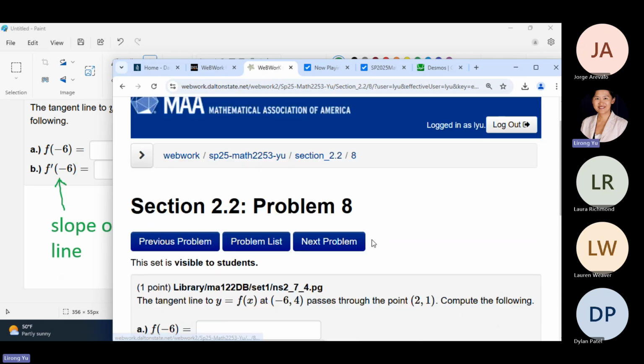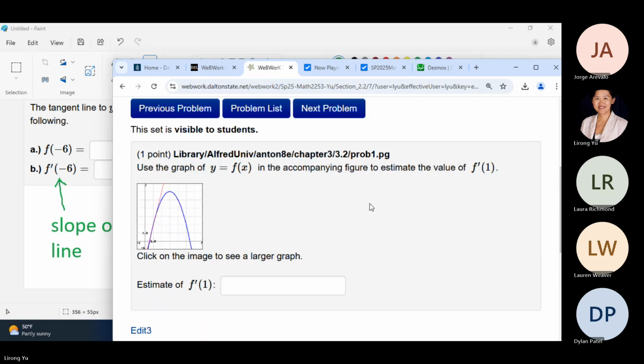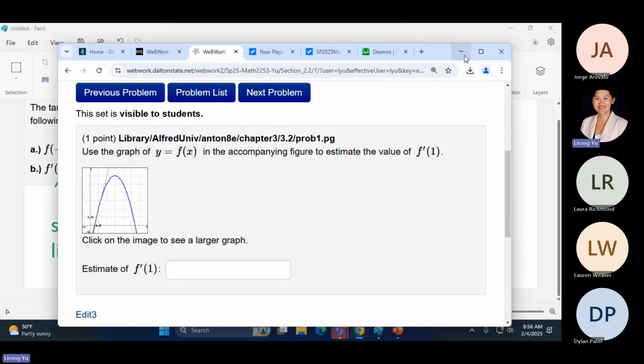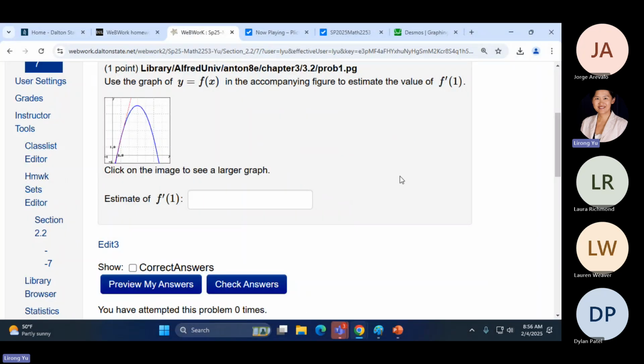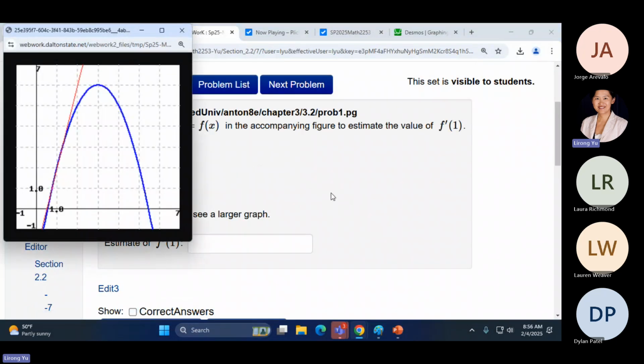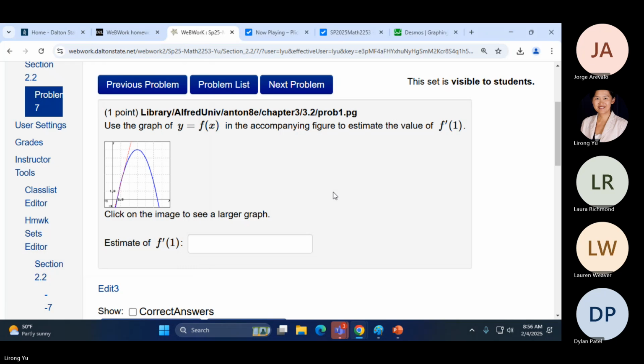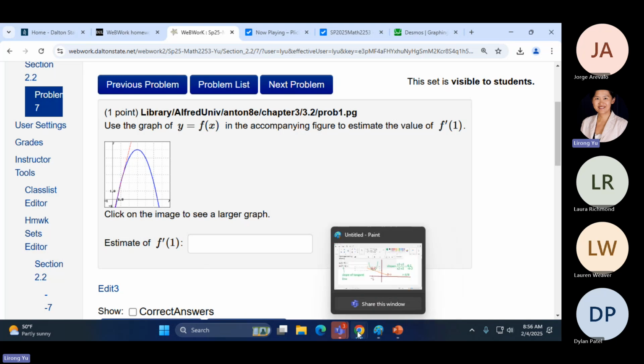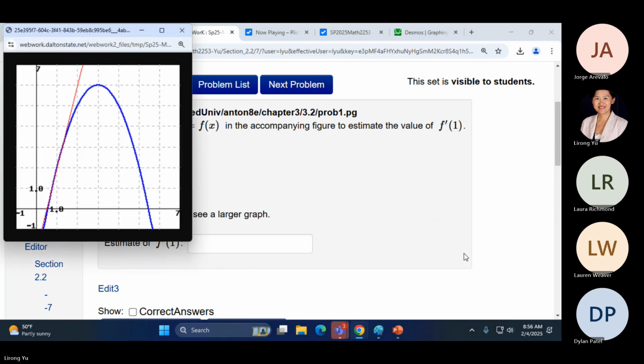One of the questions is similar to what we just did. You might have a graph that's given. I'm not sure if you get the same question as mine. The question is to find f prime of 1. Estimate f prime of 1 when you see the picture. So how do we do that? You will have to study the picture. f prime of 1 is right here.